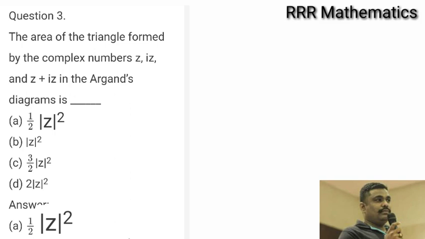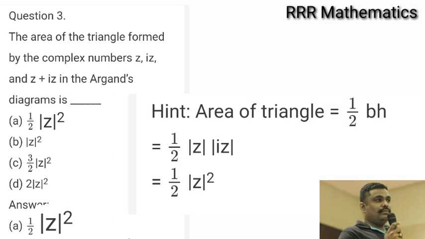So I can use the formula: area of the triangle equal to half into base into height, which is equal to half into mod z into mod iz, where mod iz and mod z are the same. So I can write mod iz as mod z, which is equal to 1 by 2 into mod z into mod z, which gives 1 by 2 mod z square. So in this case, the answer is 1 by 2 mod z square.